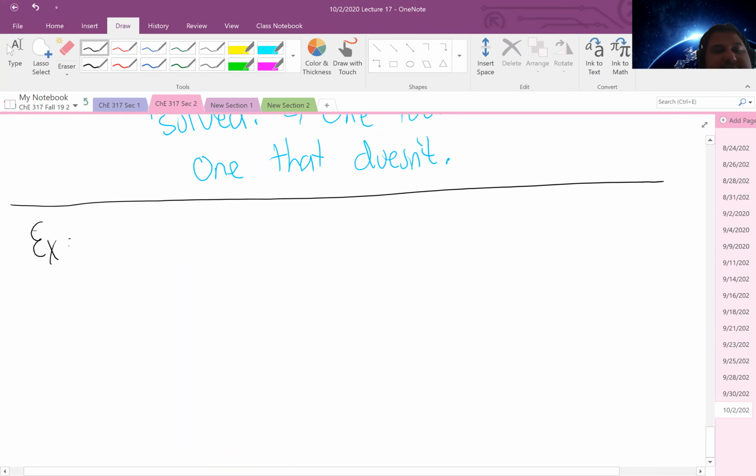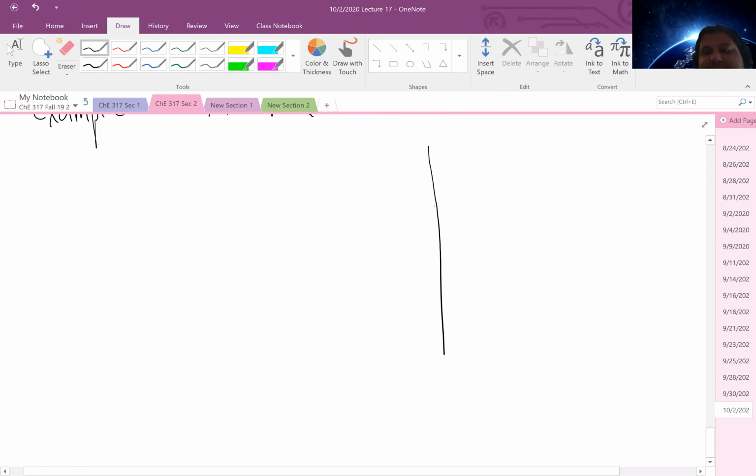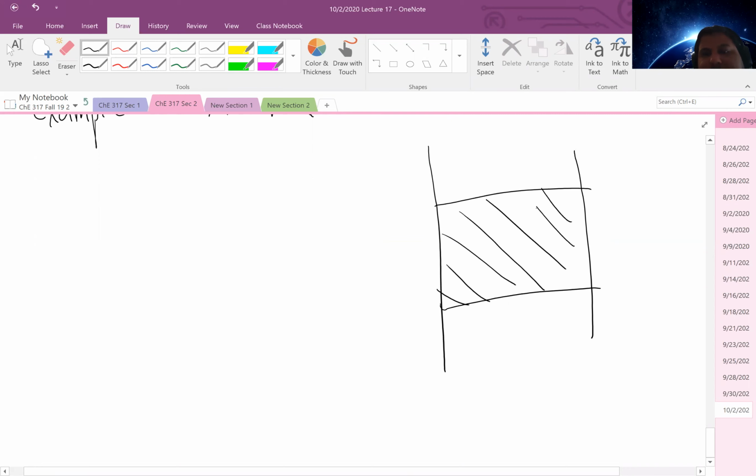So let's look at this example of a fluidized bed. If you want, I can draw us a problem. Everybody loves practicing their art skills, right? Just me.